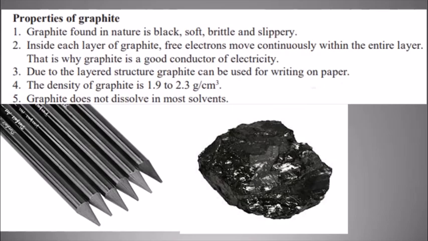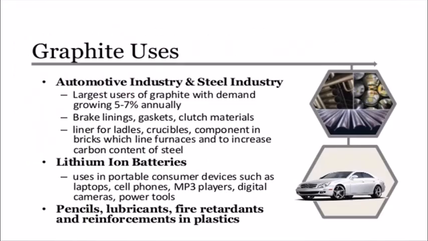Let us now look at the uses of graphite. Graphite can be used in writing pencils. In pencils we add a little amount of graphite with clay so that it can be used for writing. It can also be used as carbon electrodes. They are used in paint and polishes. They are also used in arc lamps, which give a very bright light. Graphite is also used as a lubricant because it is slippery in nature.